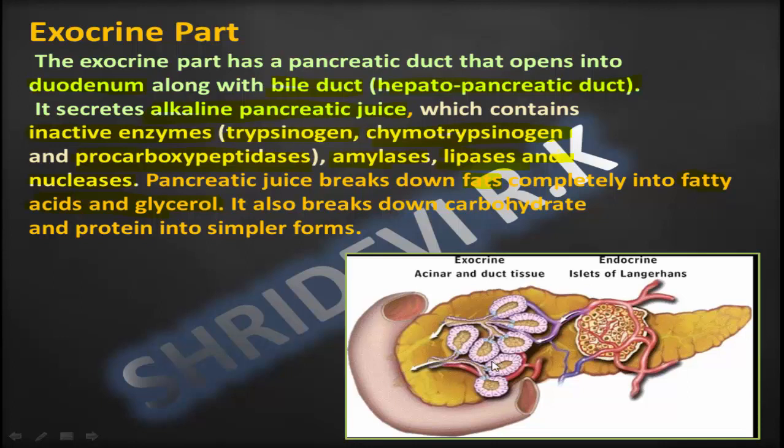Here, exocrine acinar and duct tissue. This one is the exocrine portion where you can see the ducts, and through them only the pancreatic juice is released into the duodenum. And this is the endocrine portion, which is called islets of Langerhans. The single gland, the pancreas, functions both as exocrine and endocrine. Hence it is called the heterocrine gland or dual gland of the human body. Then this structure is nothing but the duodenum.